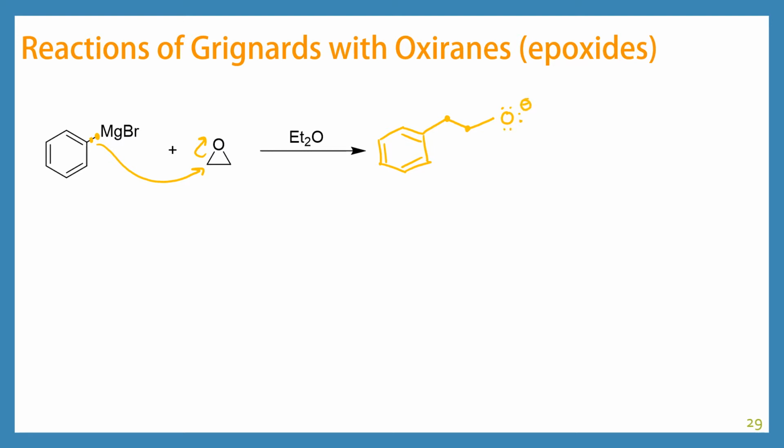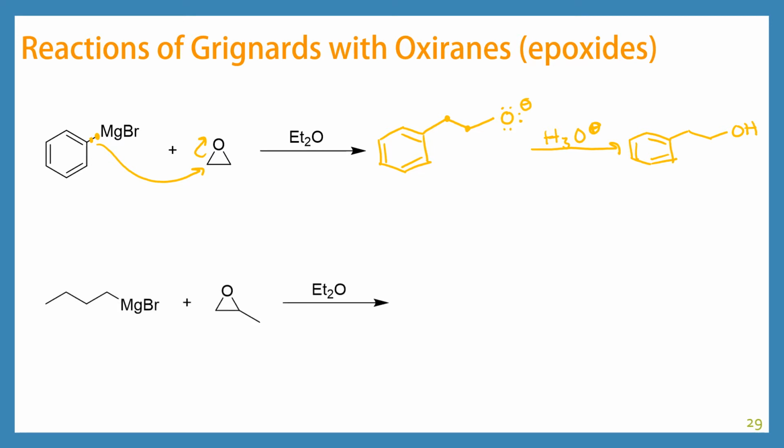And then you would have to add in some sort of proton source. So you could do an aqueous acid workup. Sorry, that says plus. And so what we've created is an alcohol that is 2 carbons larger than our original compound. So anytime that we're able to create carbon-carbon bonds is really beneficial in organic synthesis. So this is a really useful reaction.